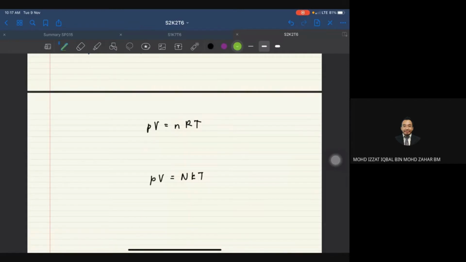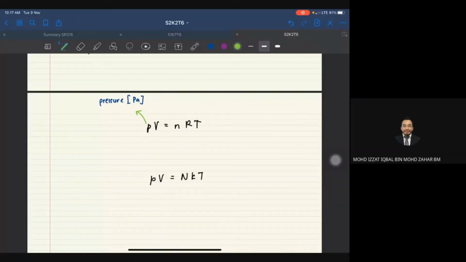So the P here represents what? Who can tell me? What does the P here represent? Arif? Pressure. Yes. What is its unit? What is the SI unit of pressure? Pascal. Yes, very good.